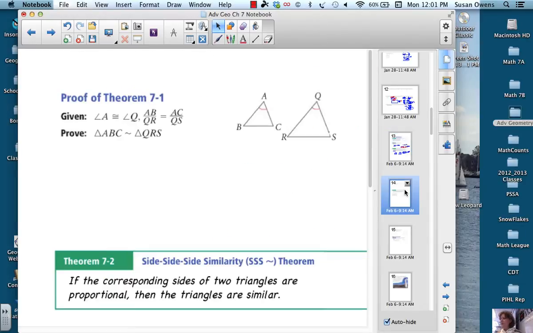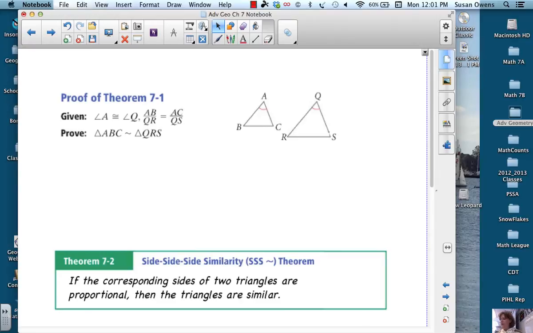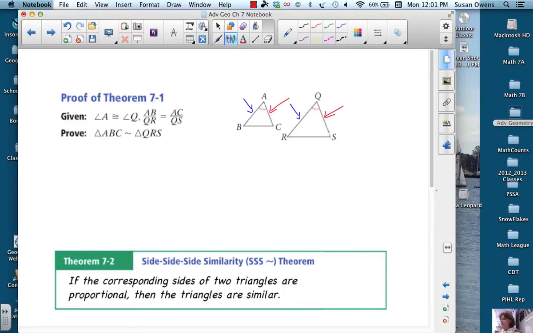So this is the one I'm actually going to prove in class. Notice what we're given. We're given angle A is congruent to angle Q, and we're given that AB over QR, so these would be two corresponding sides, is equal to AC over QS. So the corresponding sides are in the same proportion. I will prove this in class, and it's going to take a while, so make sure when we do it you write small.